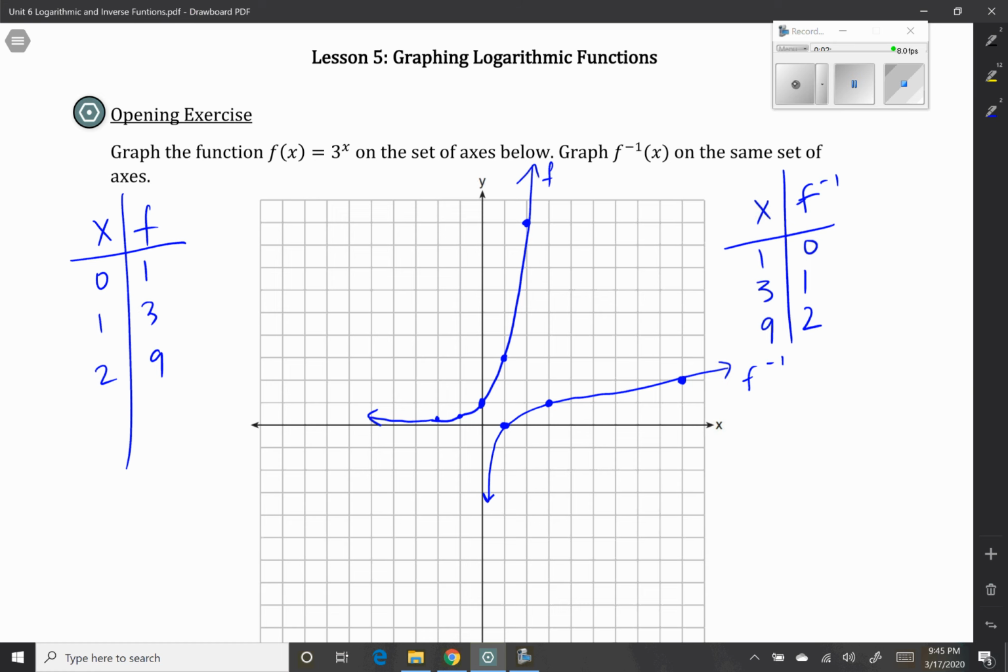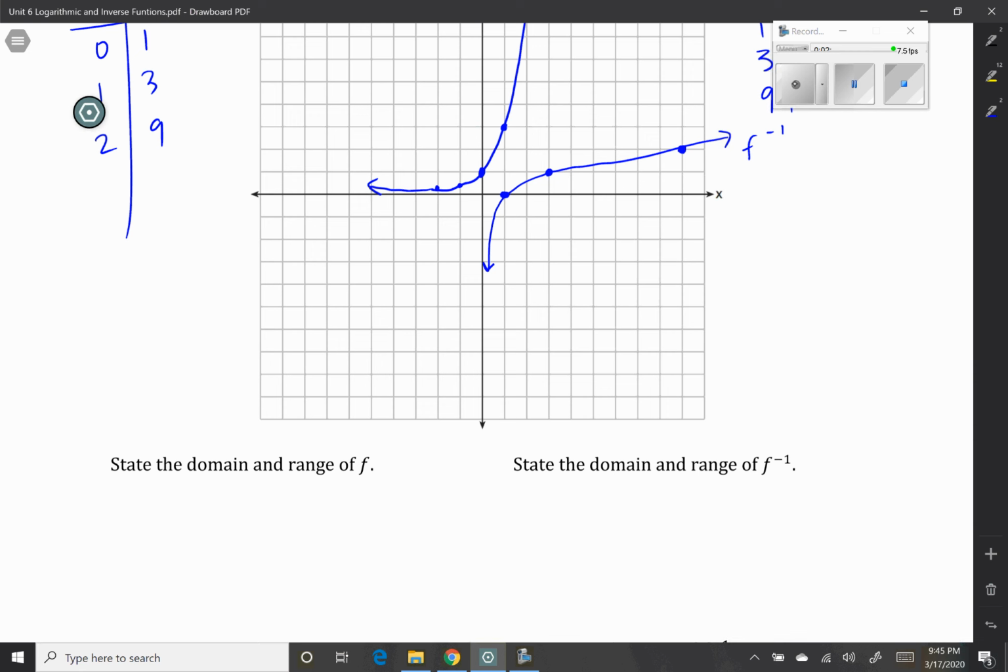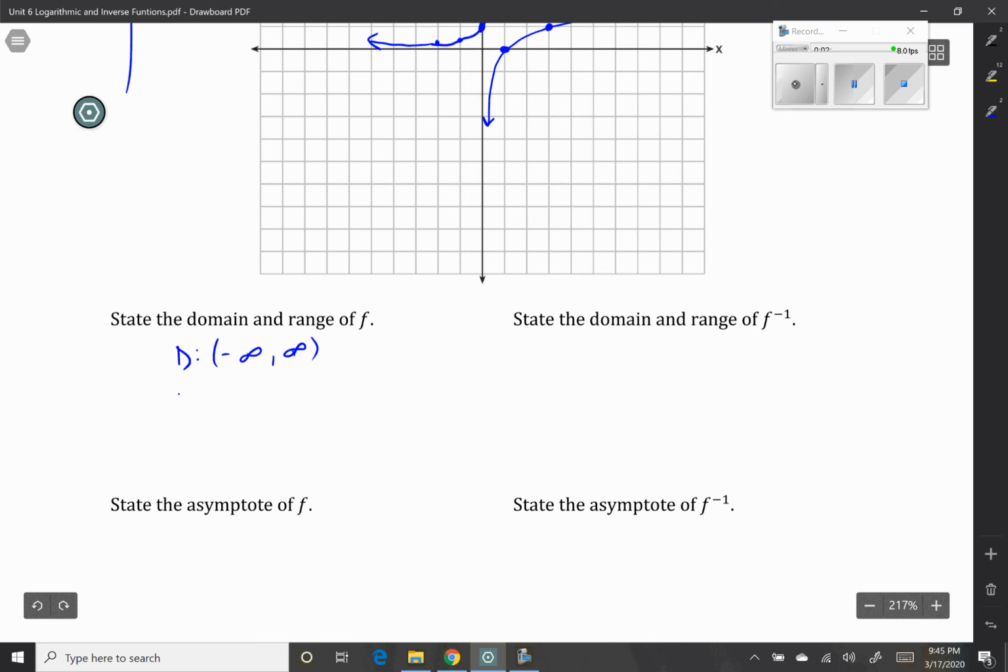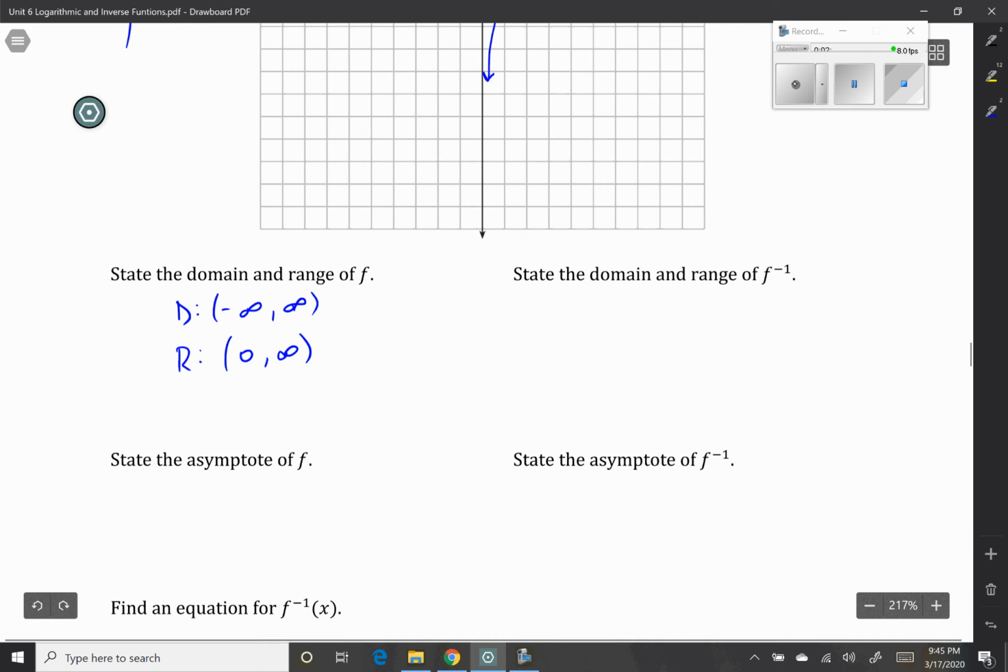So let's talk a little bit about this graph. Let's state the domain and range of f. The domain of f, well, that's going to be all real numbers, so negative infinity to positive infinity. The range of f, well, that's going to start at 0, and it's going to go up forever to infinity. Notice I'm using parentheses there because it's not ever actually going to touch 0. The asymptote line of f is going to be the x-axis. And we all know the equation of the x-axis is y equals 0. There's the asymptote line.